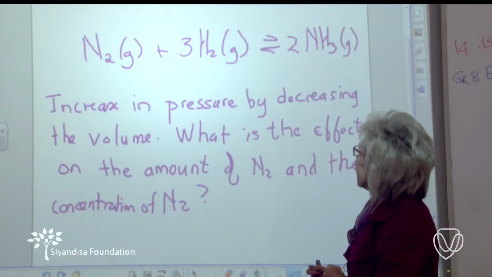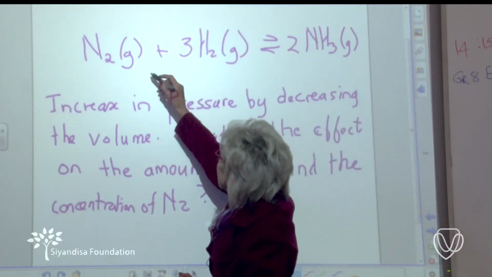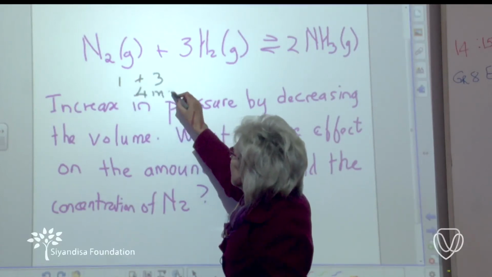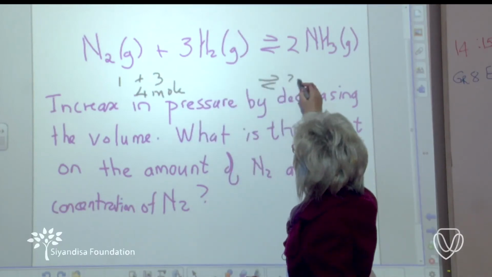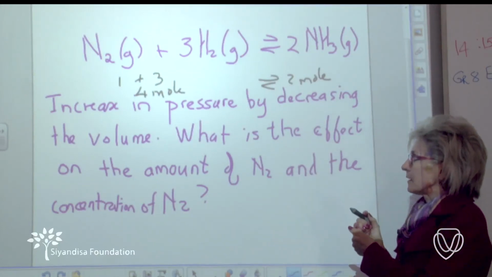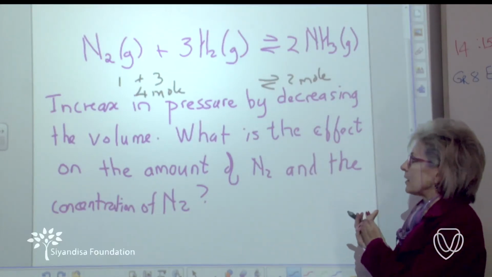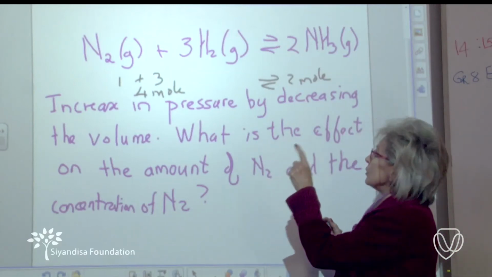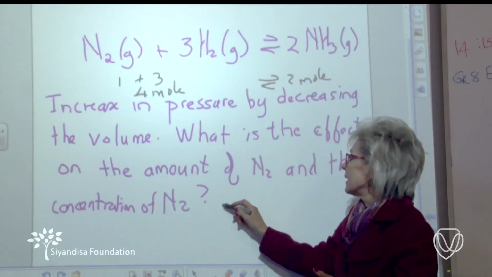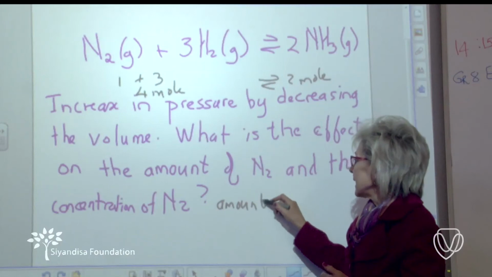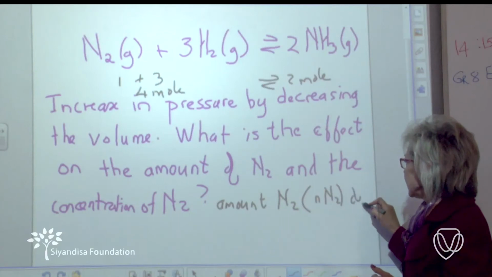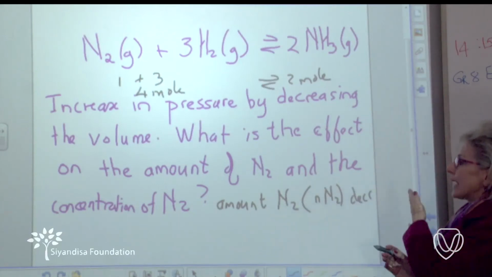And if I look at the balancing numbers here, I've got 1 plus 3, which is 4 mole of particles that are in equilibrium with 2 mole. So in this system, the forward reaction is favored. And if my forward reaction is favored, it means that N2 turns into NH3. So what's going to happen to the amount of N2? The amount of N2, in other words, the number of mole of N2, will decrease because the forward reaction is favored.